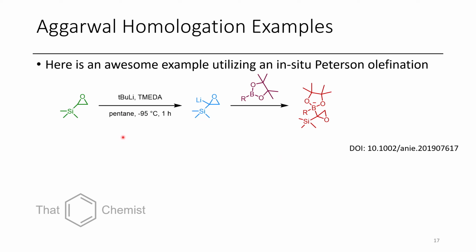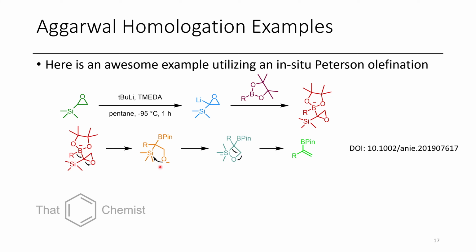Some examples of this that are really cool include this one paper from Aggarwal's group, where they first lithiate this TMS-containing ethylene oxide. They form this lithiated species, which attacks the boron ester, forming an ate complex. And this is where it gets really cool. So the R group is able to shift, and when it does so, it opens up the epoxide. But if you have an alkoxide alpha to a silane-containing group, what you can do is a Matteson olefination. And so the alkoxide forms a 4-membered ring with the silicon, which then undergoes an elimination to generate an alkene. So this is a really cool reaction.